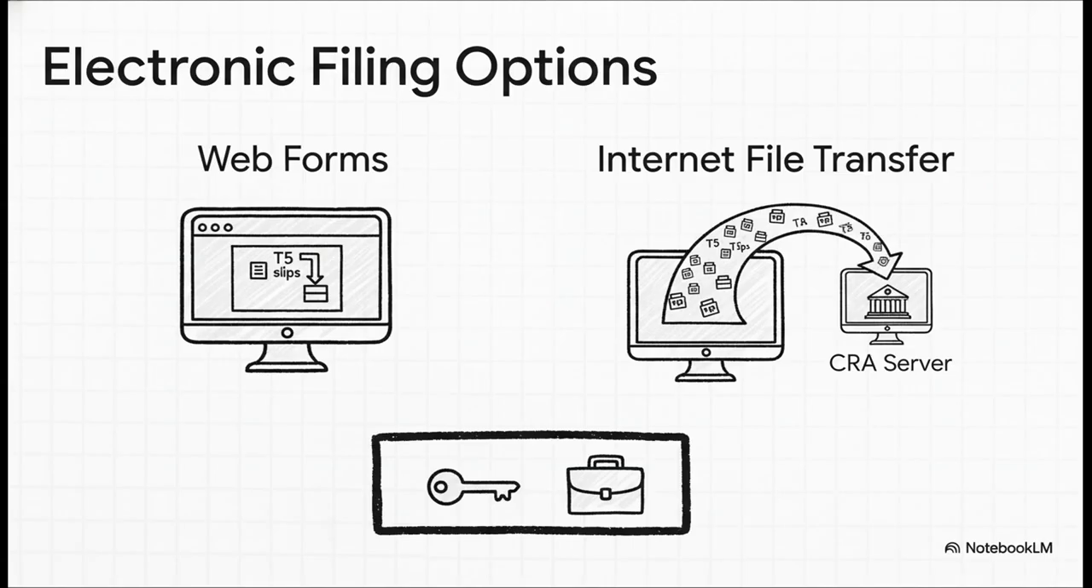So what are your electronic options? Well, the CRA gives you 2 main paths. The first is called web forms. You can access it right on the CRA website, and it's perfect if you only have a handful of slips to file, say up to about 100. The other option is internet file transfer. This is for the heavy hitters, big companies, accounting firms, who use professional tax software. The software creates a special XML file that you just upload directly to the CRA. Both methods work great, it just depends on your volume.